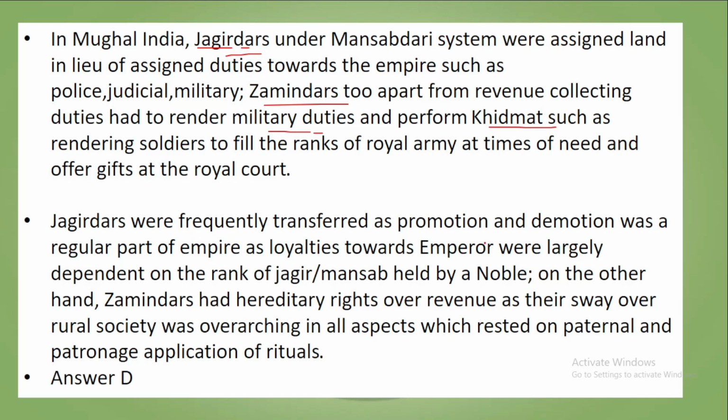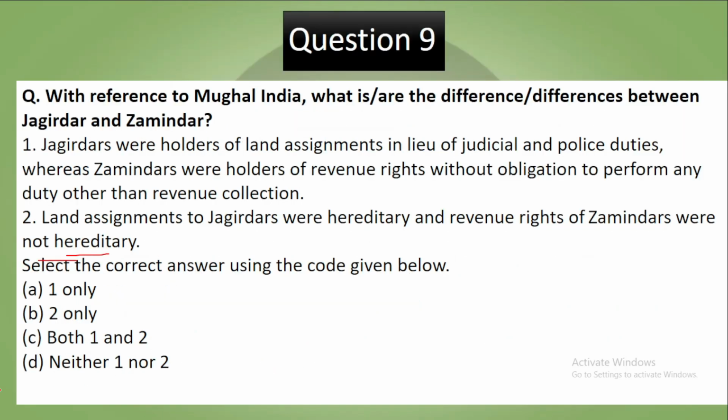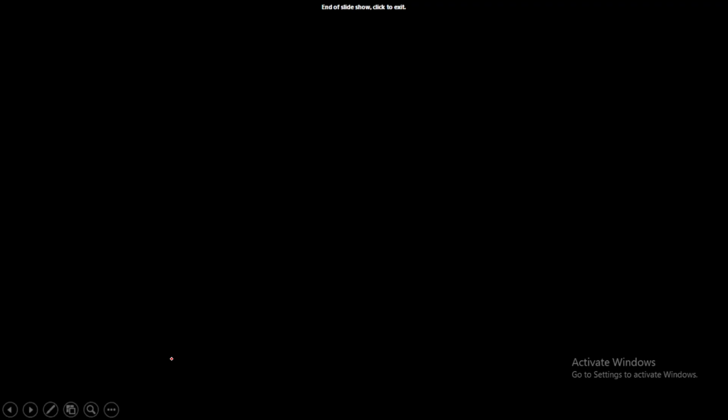Jagirdars were frequently transferred, as promotion and demotion was a regular part of the empire, as loyalties towards the emperor were largely dependent on the rank of the Jagir Mansab held by a noble. On the other hand, Zamindars had hereditary rights. Jagirdars' were not hereditary, they could be transferred, and Zamindars had hereditary rights over revenue as their sway over rural society was overarching in all aspects, which rested on paternal and patronage application of rituals. So your correct answer is D, neither 1 nor 2.